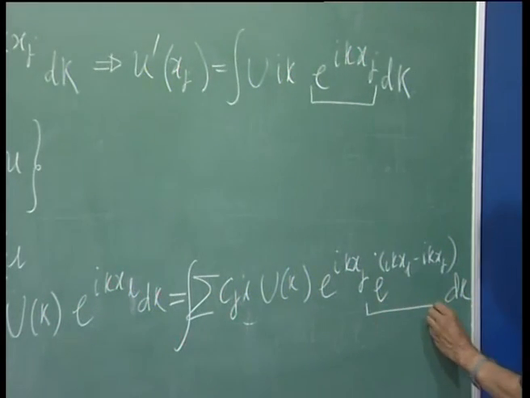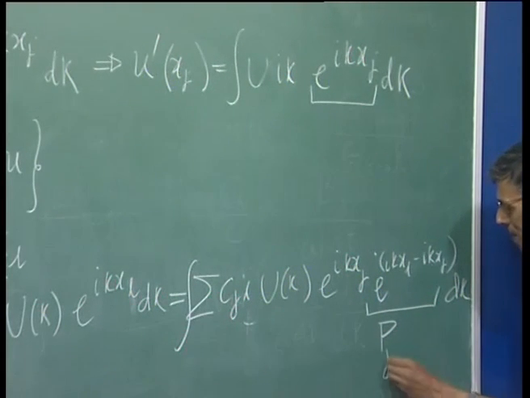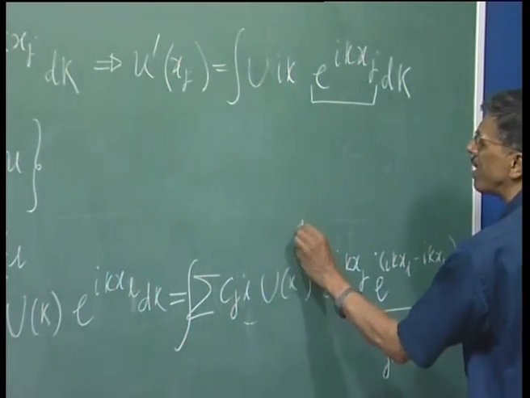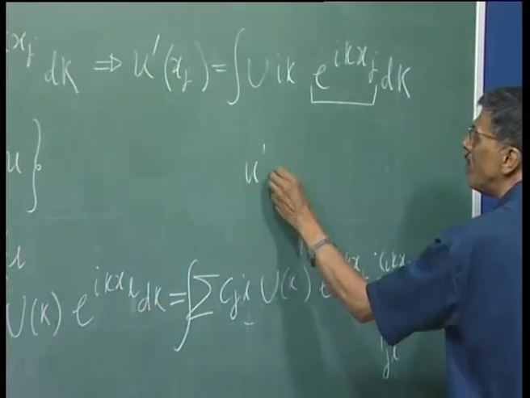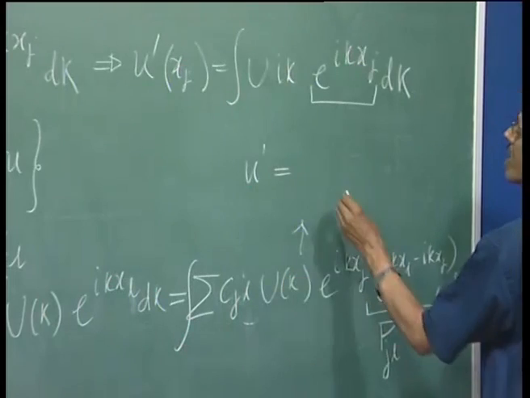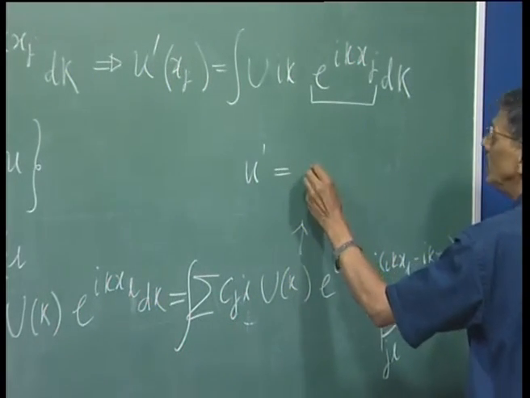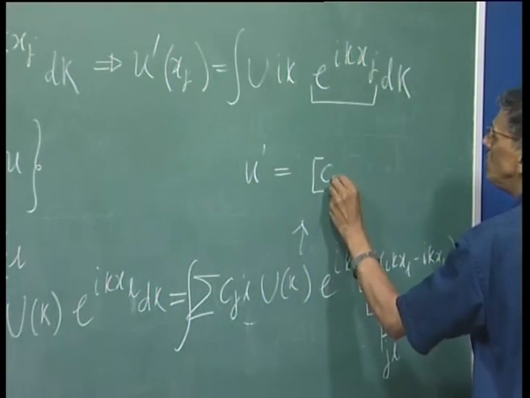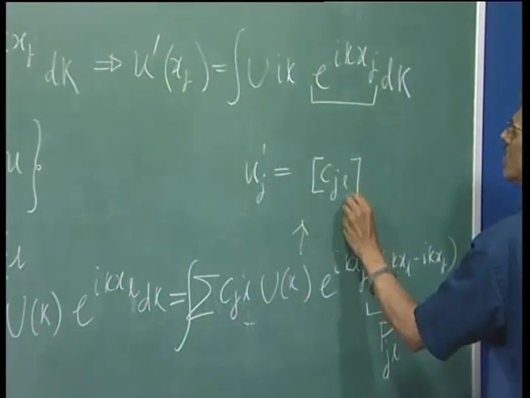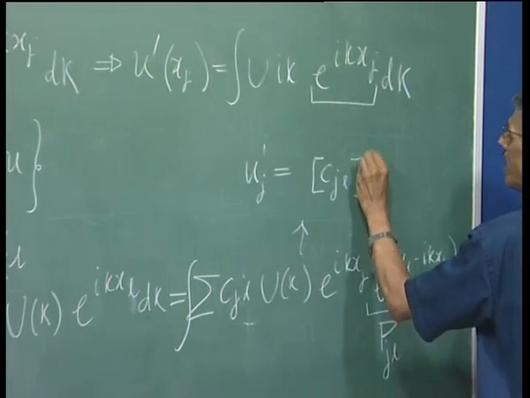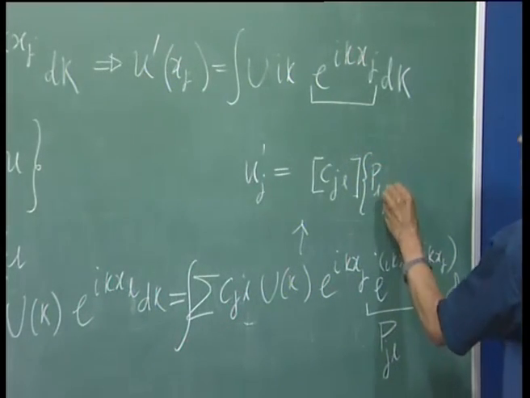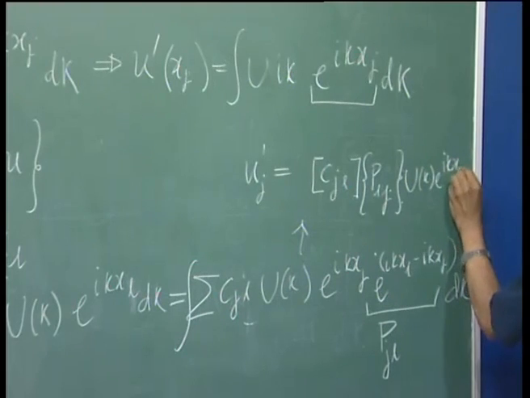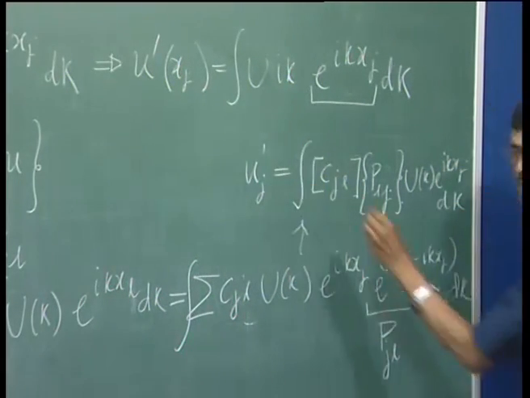So, this quantity, if I call this as some kind of a projection operator that is projecting the lth node to the jth node, then what you are seeing here is basically you are getting u prime as something like here, that you will get C j L. So, if I look at it like this, this will be multiplying by P L j times u of k e to the power I k x j d k, and this is this.